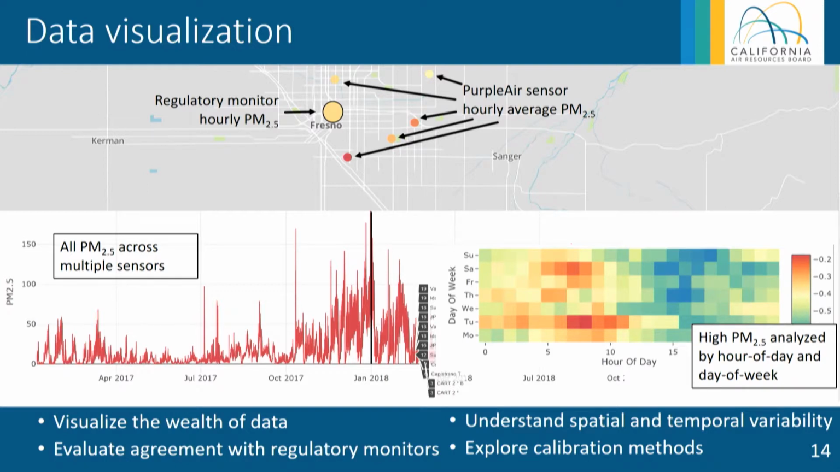The top part just tells where the local sensors are, and where the regulatory monitoring stations are. The lower left has time series data with different stations. And the lower right has a heat map to show patterns by hour of day or day of the week. With that, we can visualize lots of data, and also evaluate agreement with regulatory monitors because we have all the data in place. And that really helped to explore the calibration methods.